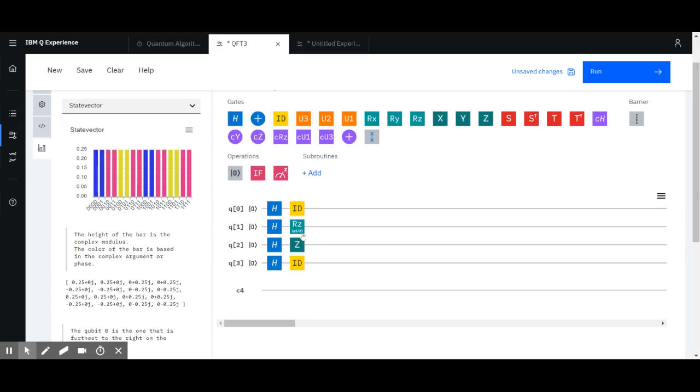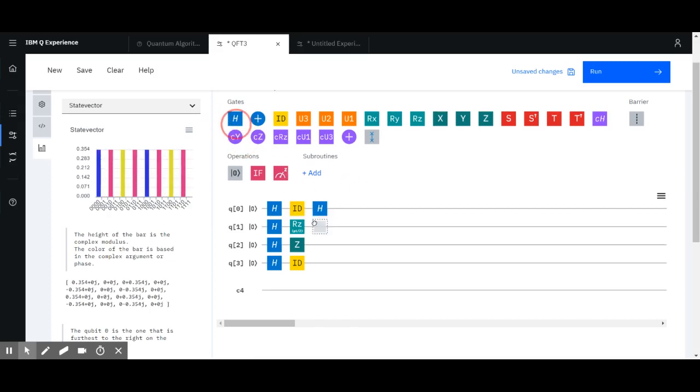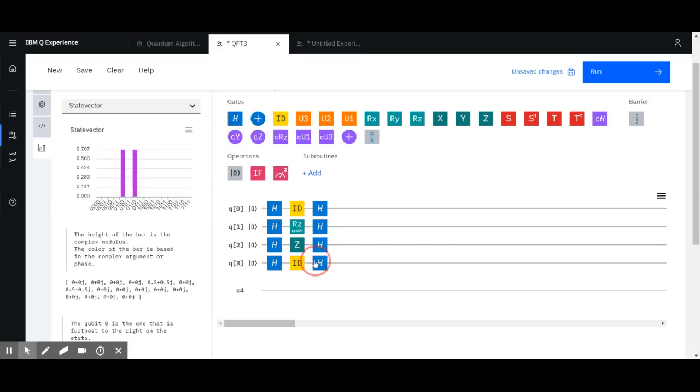What would happen if I were to come back? So I want to apply Hadamards everywhere now. Let's see. Interesting. So basically those values we're left with are the ones that we've kind of flagged in here.